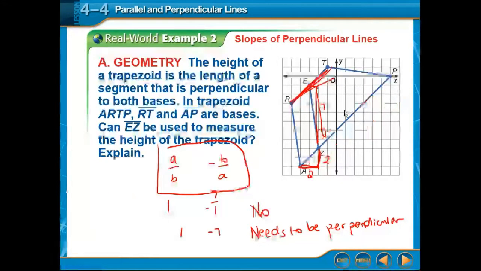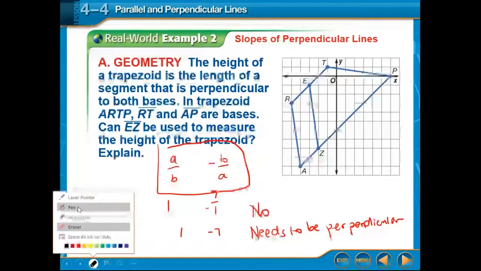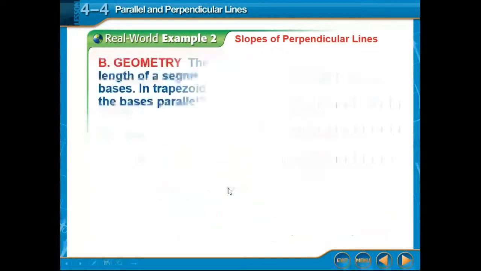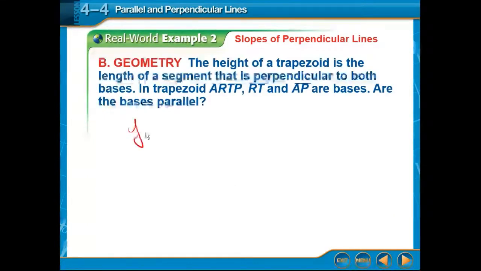So I'm going to erase this so we can take a look. So the slope we said of A to P is 1. So for every 1 it goes up, it goes over 1. So 1 over 1, or just 1. So we want to check the slope of this one. This one also goes up 2 and over 2 from R to E. So 2 up and 2 forward, that also has a slope of 1. So because they have the same slope, yes, they are parallel. Okay.